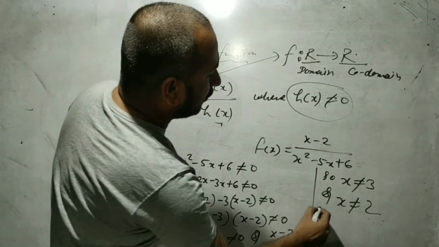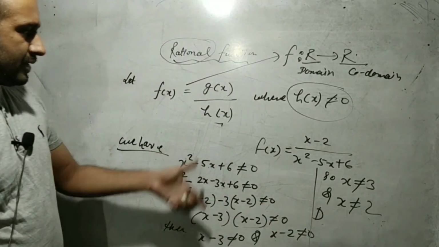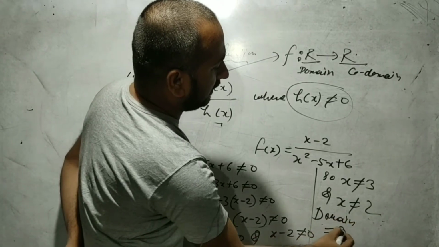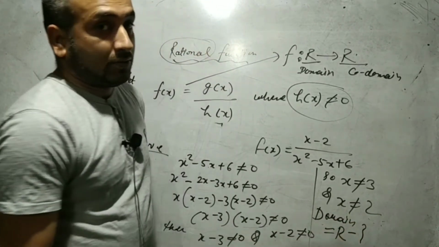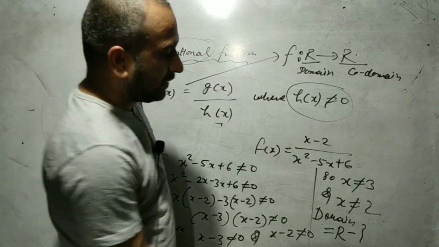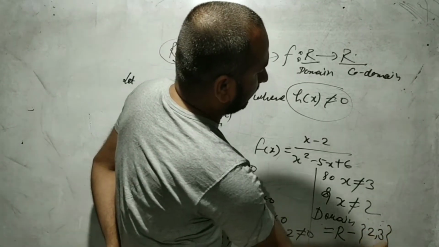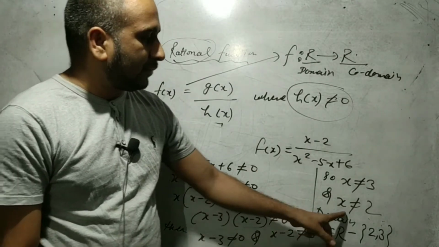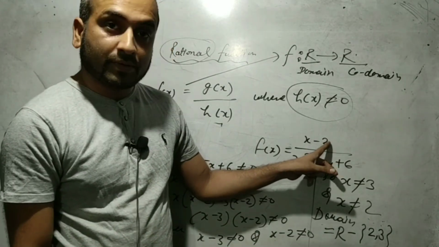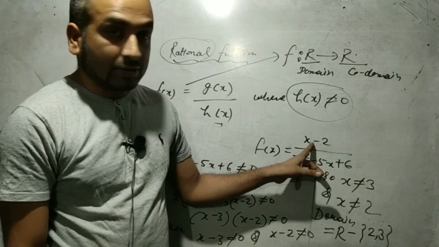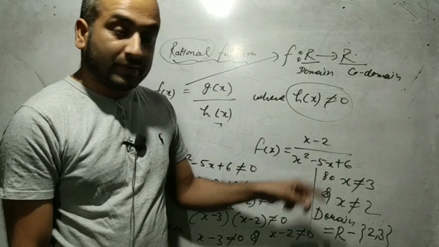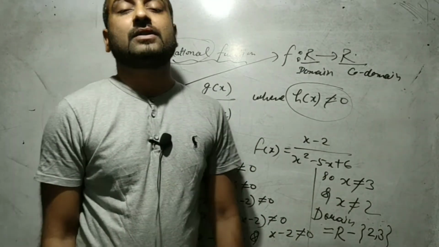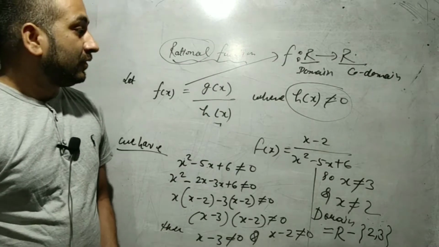Okay, so what is the domain of this function? Domain is all the real numbers, but not 2 and not 3, because of this. If you put 2 in place of x in the numerator and also in the denominator, you will again get an undefined value, similar to my previous concept. So in this way you will find the domain of the function.